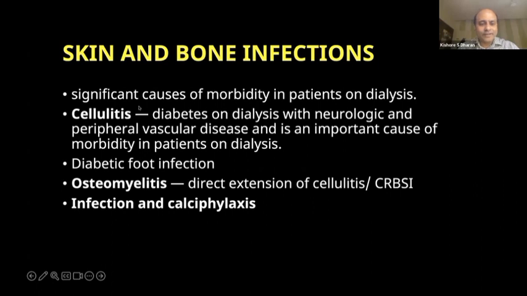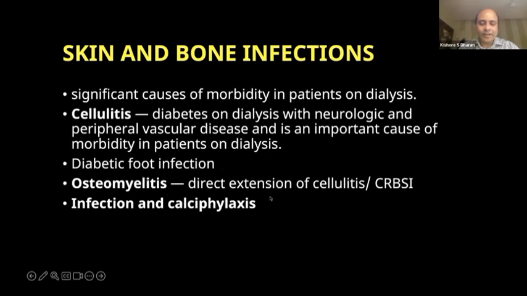Skin and bone infections, again, are a significant cause. Most of our patients are diabetics with peripheral vascular disease and congestive cardiac failure. So cellulitis in those patients with peripheral neuropathy often goes unnoticed, and it's an important cause of morbidity in patients on dialysis. The diabetic foot infection spreads rather fast in these patients, and unless taken care of early and properly, can lead even to amputations. And this cellulitis can extend into the bone, causing osteomyelitis.